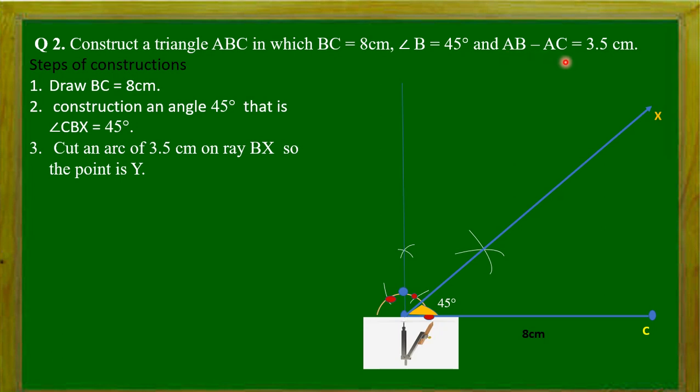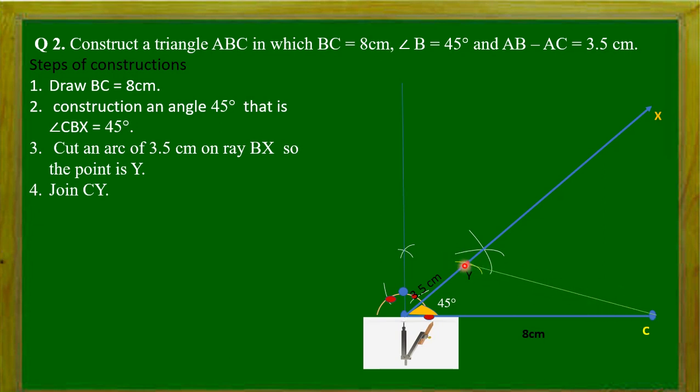use the given difference AB minus AC is 3.5 centimeters. So open the compass for 3.5 centimeters, place the pointer at point B and cut an arc on the ray BX. This intersection point is known as Y, and then we join this Y with point C, so we get the line segment CY. Now we have to draw the perpendicular bisector of this line segment CY.